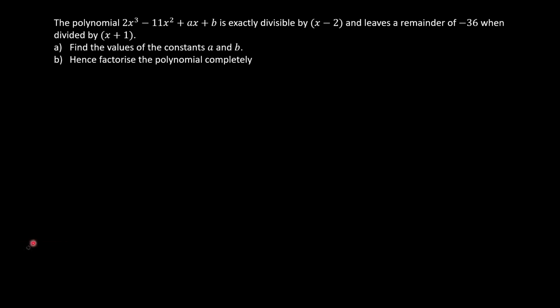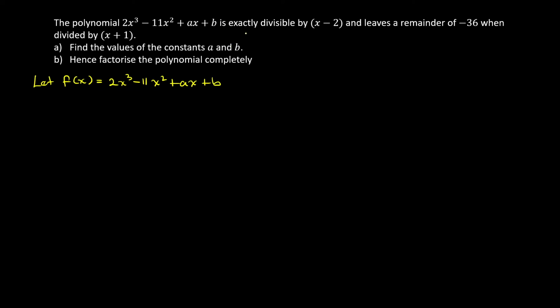It is given a function here, a polynomial function 2x cubed minus 11x squared plus ax plus b. Let's just assign it to f(x) to be that polynomial, where x is a variable while a and b are constants.